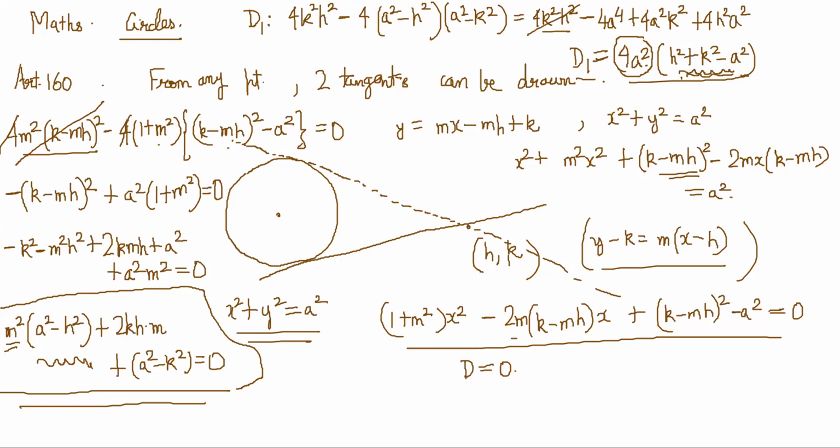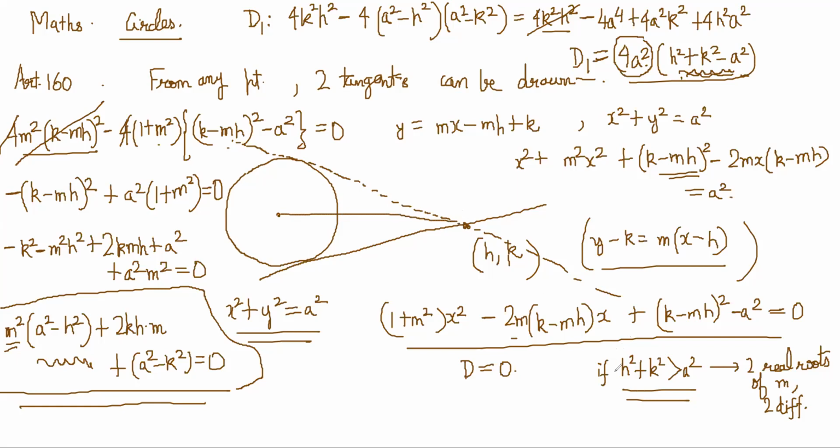If h square plus k square is greater than a square, you have 2 real roots of m, so 2 different tangents. That condition makes a lot of sense, because h square plus k square greater than a square means the point is outside the circle. If the point is outside the circle, we get 2 real roots.